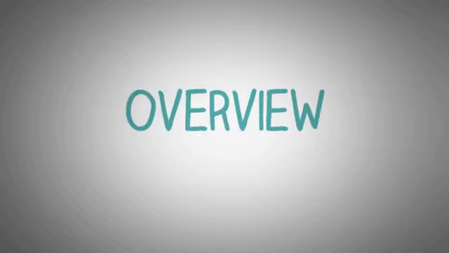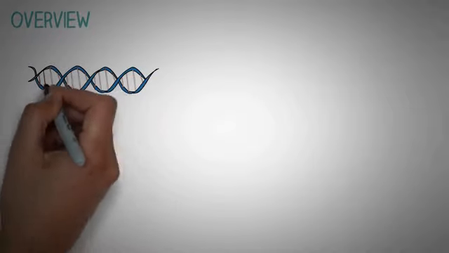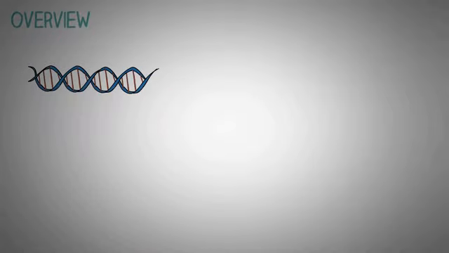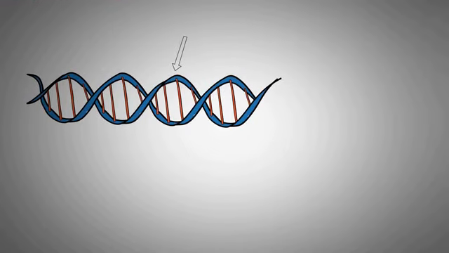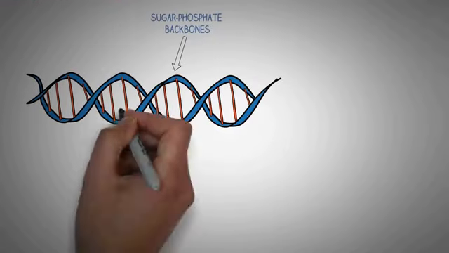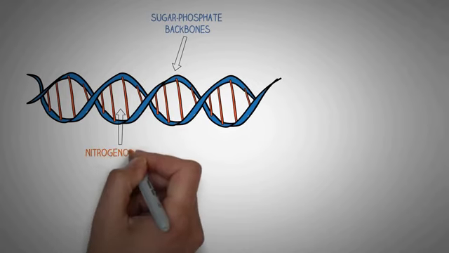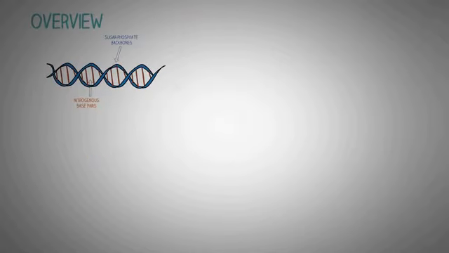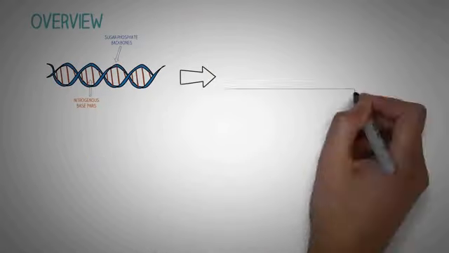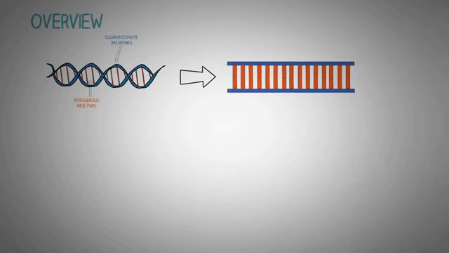Now let's talk about the overview of the process of DNA replication. What you see here is the simple double helix model of the DNA. In this model, you can note that it consists of these two blue lines which basically represent the sugar phosphate backbones of the DNA, and at the center we have these orange lines which represent the nitrogenous base pairs of the DNA. If we untwist this double helix model, we will get something which is known as the step-ladder model of the DNA, which is a simple depiction of the structure of the DNA.